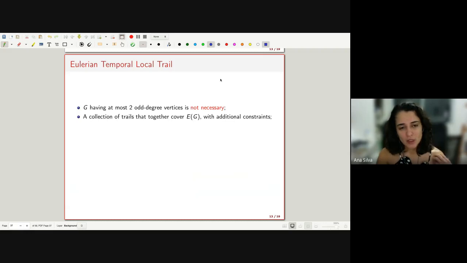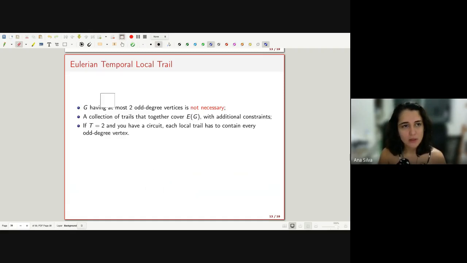You can also look at it as just a collection of trails that together cover the edges of a graph, but with additional constraints, because you need to glue them together. So in the first snapshot, you have something like this: you start in a vertex U and finish in a vertex V, and then in the next one, you have to start here in V. So it's not just a collection of trails, they must sew together well.